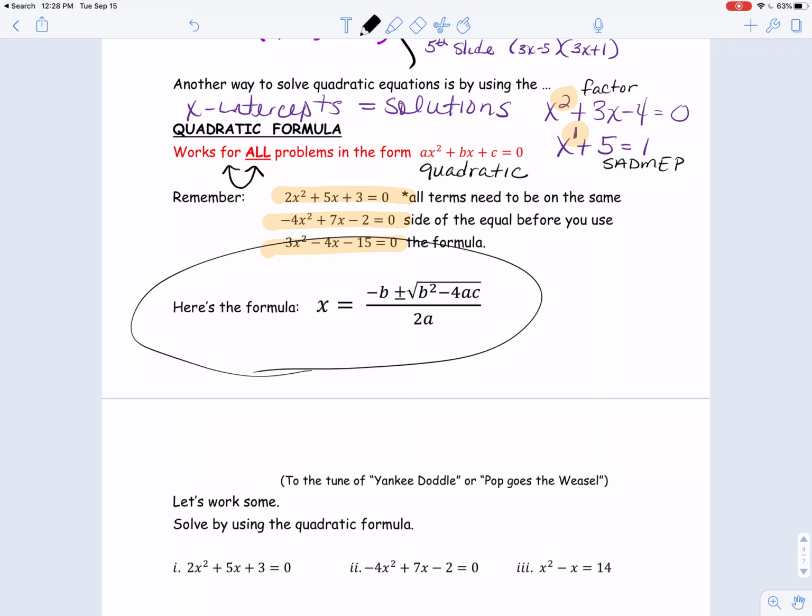Now, this is not that hard to remember if you put it to music. So I'm going to embarrass myself and do this to the tune of Yankee Doodle for you. It's easier for me to do Yankee Doodle than Pop Goes the Weasel.